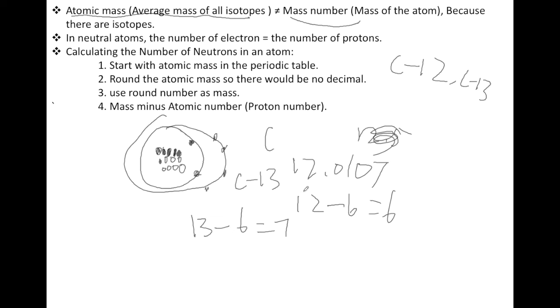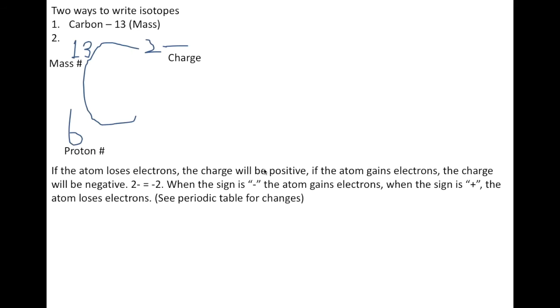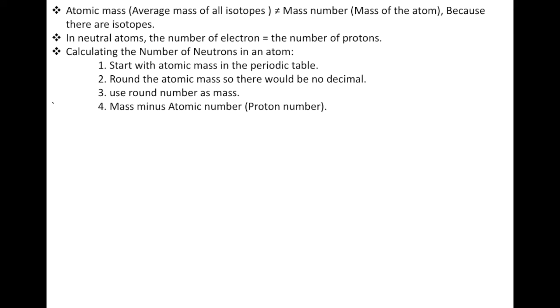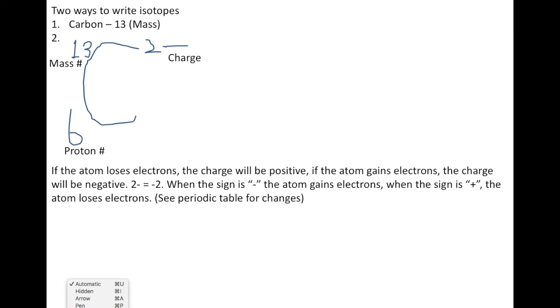Anyways, now let's try to calculate electrons. Before we do that, let's move on to the next slide. There we go. There are two ways to write isotopes. Like carbon 13 with a little dash. You've probably seen me do this before.